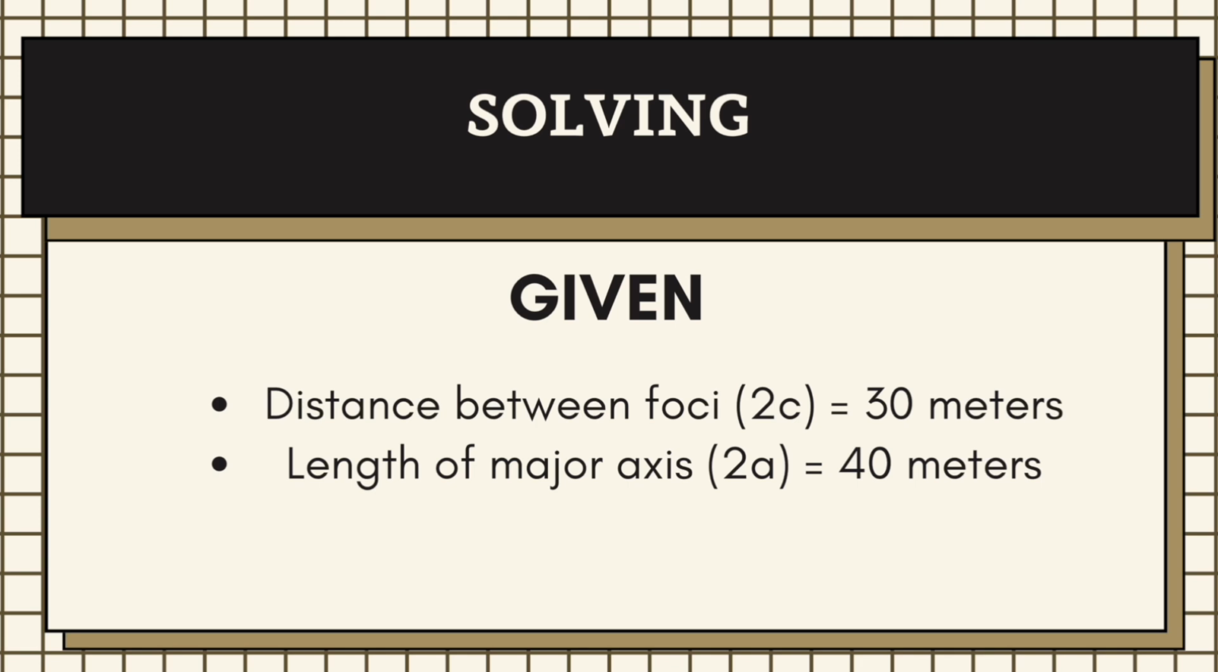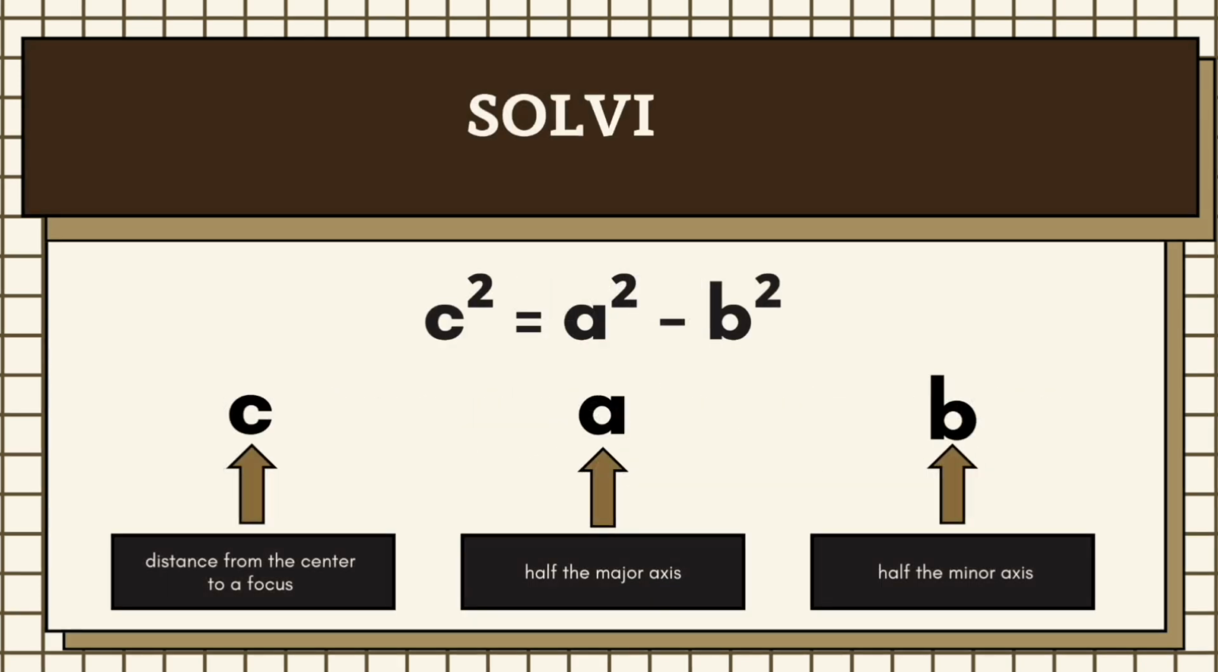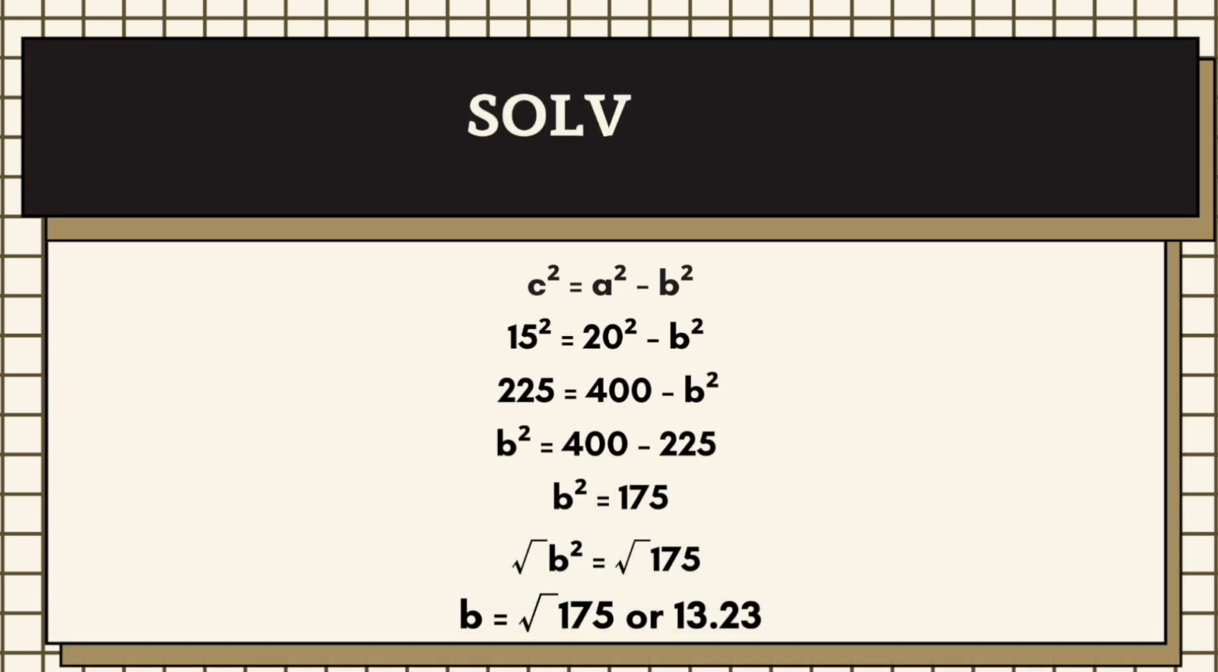length of the major axis, which is 40 meters. These two values are also equivalent to 2 times c and 2 times a. As we all know, for every ellipse, there is a special relationship between a, b, and c, where a represents half the major axis and b represents half the minor axis, and c is the distance from the center to a focus. If we substitute our values to the formula, this is what it looks like.